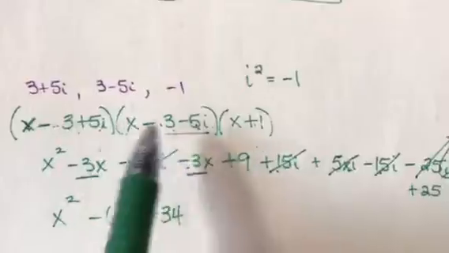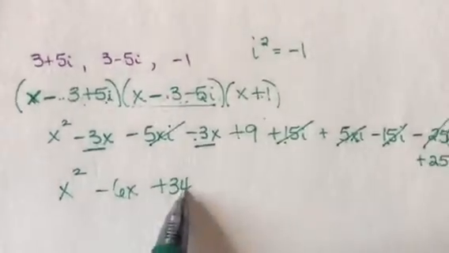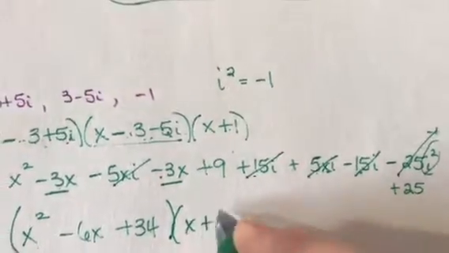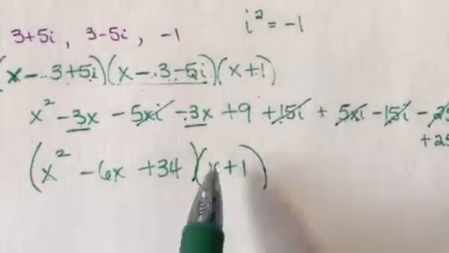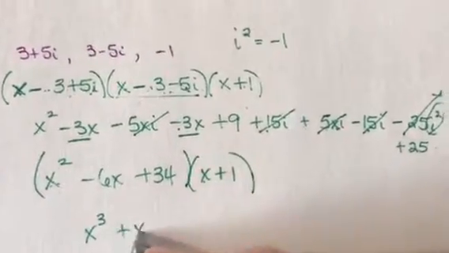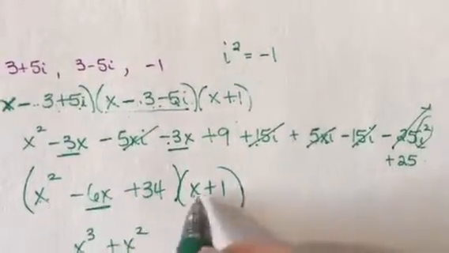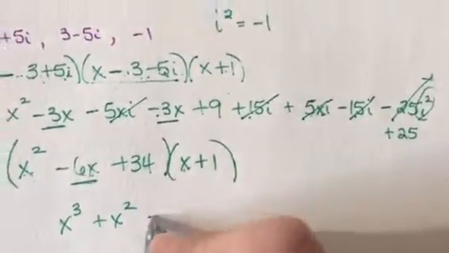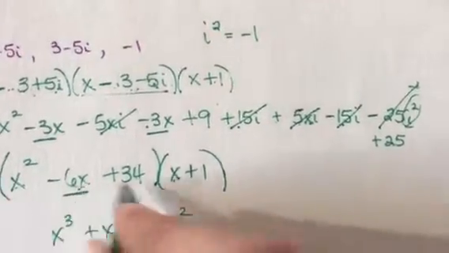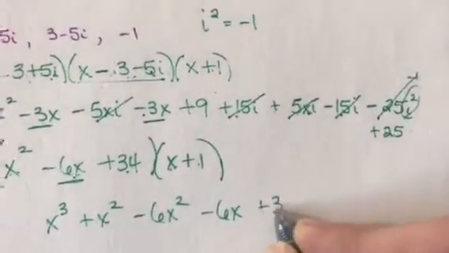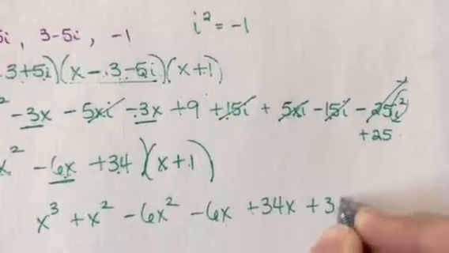So notice ugliness times ugliness gave me a trinomial. And then I'm going to multiply that times x plus 1. So x squared times x is x to the third. x squared times 1 is x squared. Then I move on to negative 6x, multiply it times everything over here. Negative 6x times x is negative 6x squared. That's going to give me what? Negative 6x. And then we'll move on to 34, which is going to give me 34x plus 34.